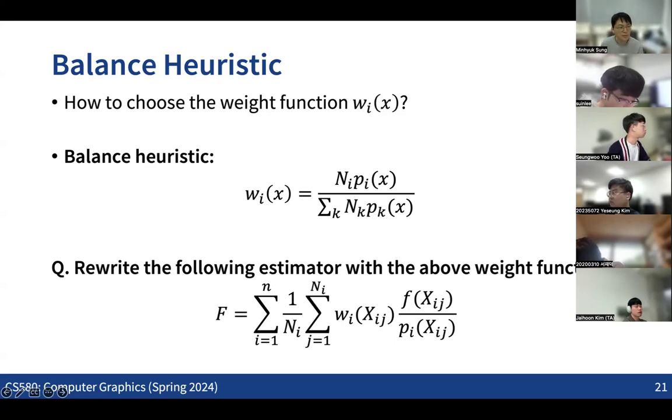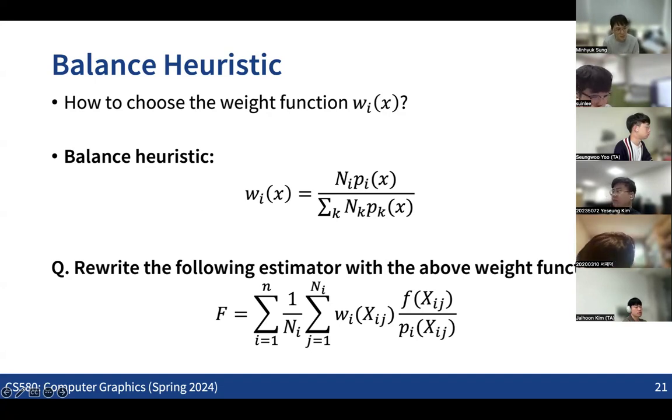So basically, if we look at the meaning of this balance heuristic, assume that the number of samples for each of the sampling probability density functions are all the same. Then this is nothing but the relative probability of the samples for each of the density functions, right? So when we see that a sample has a higher probability under one specific PDF, then we increase the weight, which is quite obvious, right?